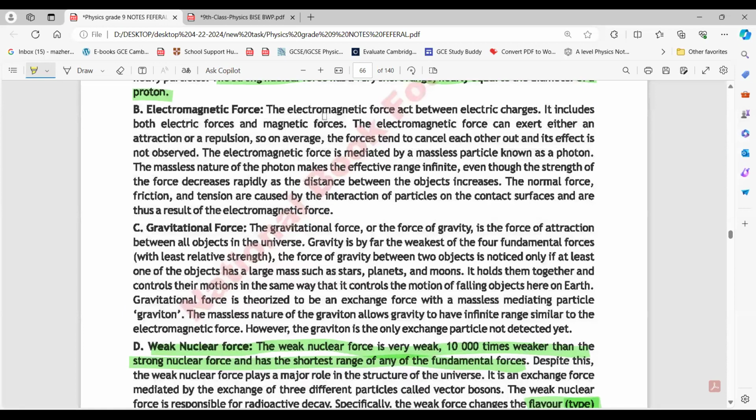Electromagnetic force acts between electric charges. It includes both electric force and magnetic force. The electromagnetic force can exert either an attraction or repulsion. So on average, the forces tend to cancel each other out, and the effect is not observed. Electromagnetic force is mediated by a massless particle known as photons.